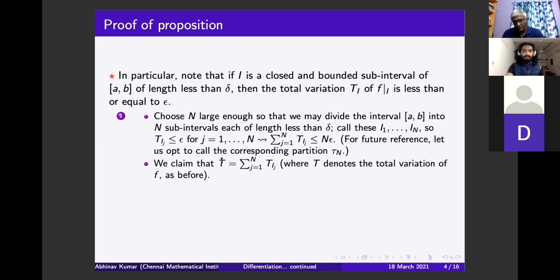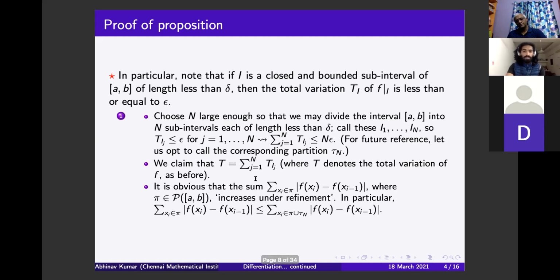Now I claim that the total variation of my function globally is precisely equal to this. And if I can justify this claim, I will in fact be done, because that would imply that the total variation of my function is finite. And that is precisely what bounded variation is. Okay.